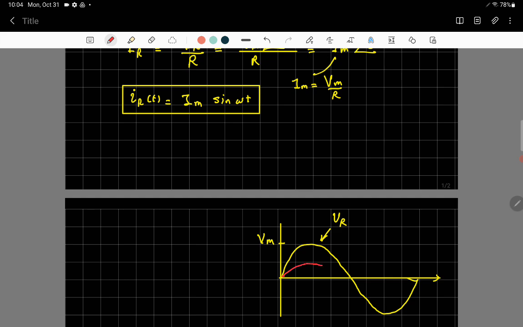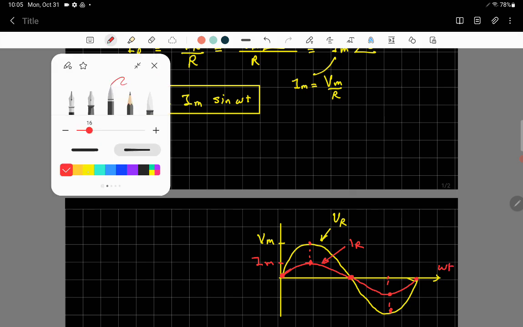We start with the voltage at the same point, maximum at the same point, minimum at the same point, zero at the same point, and that will be IR. And the magnitude is Im. So what do you observe? In phase: you start at 0, the maximum at the same instant, and 0 at the same instant, minimum of both at the same instant, and 0 again. So we say that the voltage and the current are in phase.